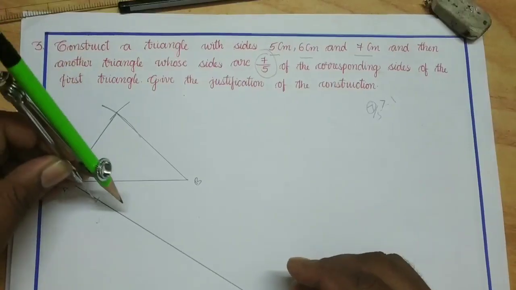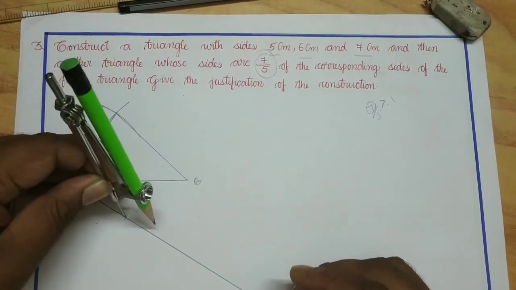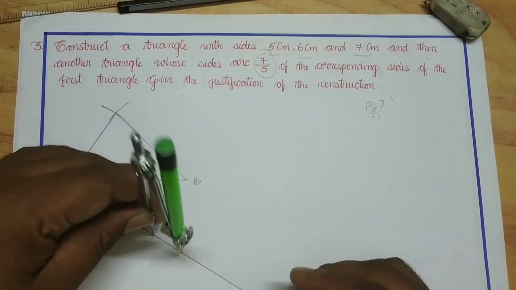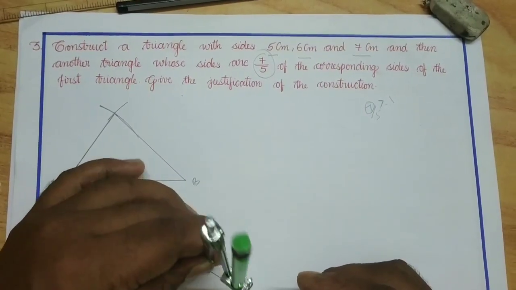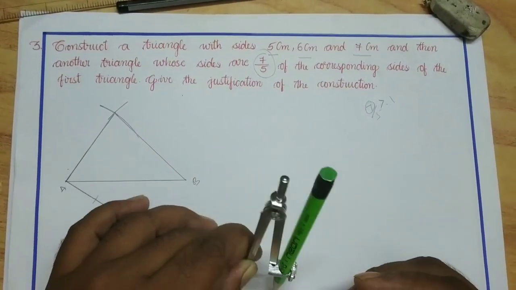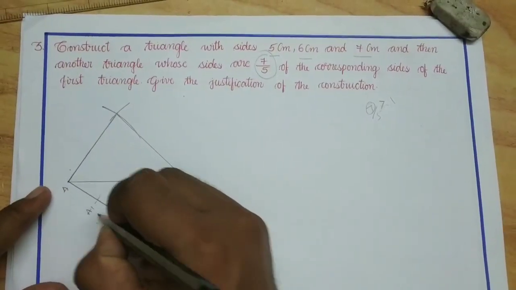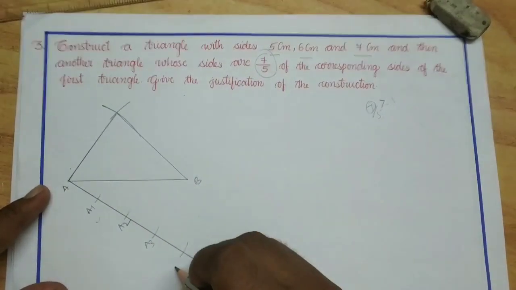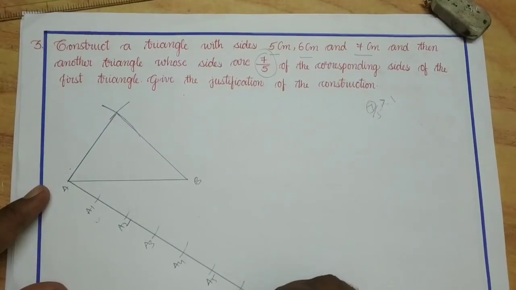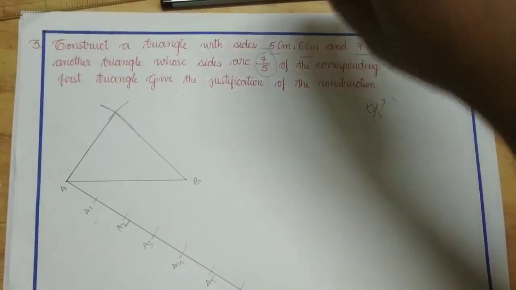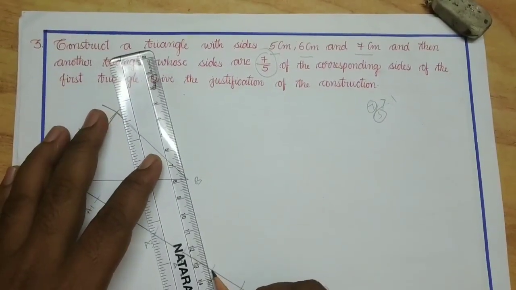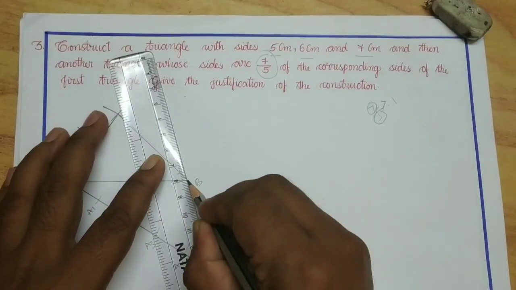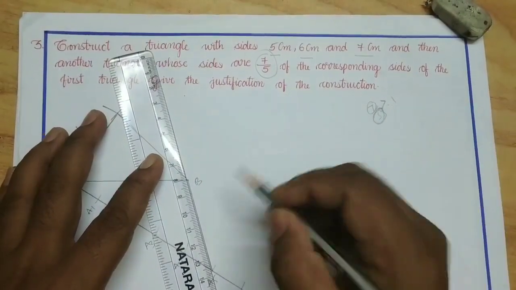So 1, 2, next 3, next 4, next 5, it is 6. Yeah, it is done. 7 parts are completed. Name them A1, A2, A3, A4, A5, A6 and A7. Then what we have to do is, with the bottom number 5, we have to join B. So with the 5 we have to join B. The denominator is the number with which we join B.